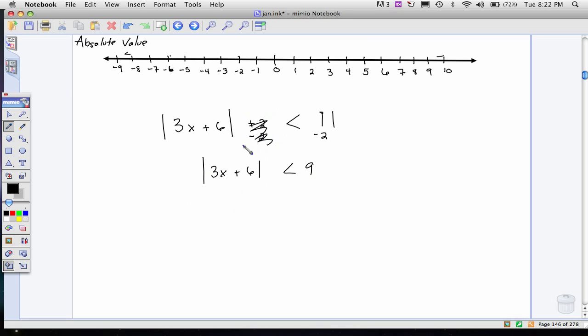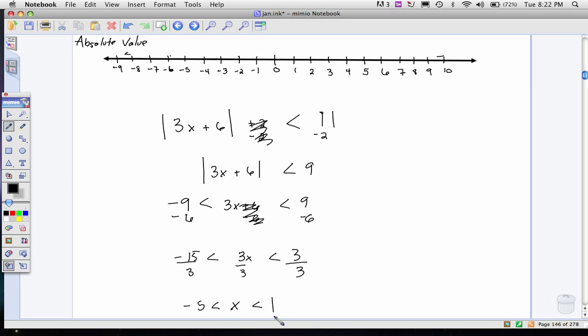Now that I got rid of that, now I have a problem just like I did before. Anytime there's something hanging on the outside, you've got to get rid of it first. Now, I have my 3x plus 6 in the middle, bring down the less than symbol, 9, and on the other side, you guessed it, negative 9. Subtract 6 on every side, gets those to go away, left with 3x in the middle, 3 right there, and negative 15. Divide by 3, and negative 5 less than x less than 1.